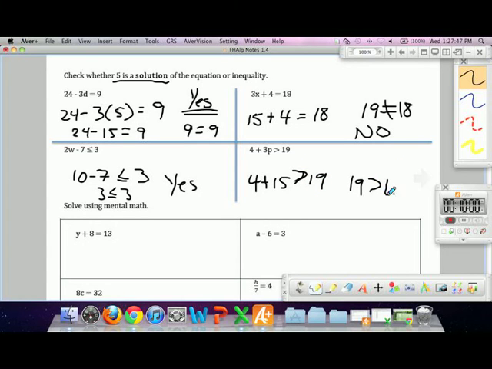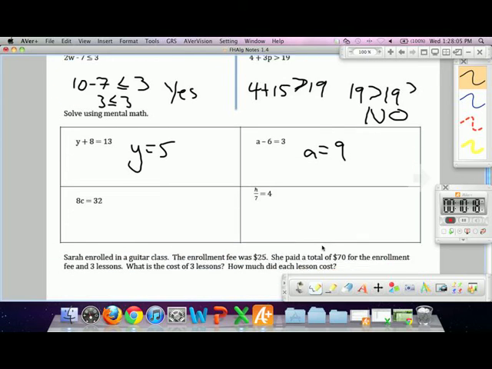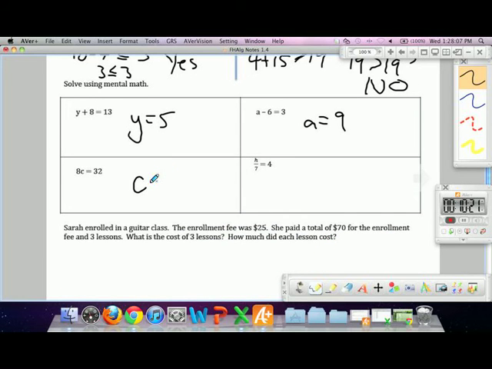Okay? Solve using mental math. You should have gotten y is 5. A is 9. C is 4. And H is 28. Or what you should have gotten using mental math. Okay. Those are things I'd expect you guys to be able to do in your heads without needing calculators or things like that.